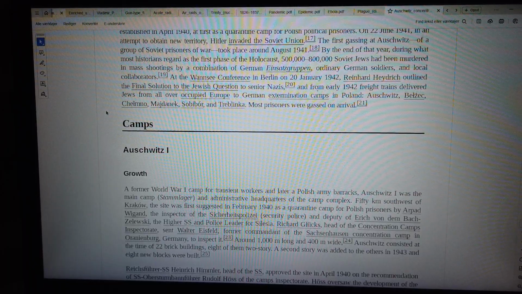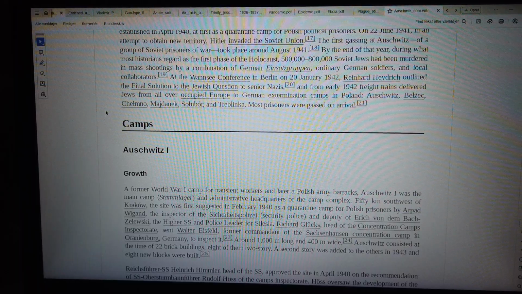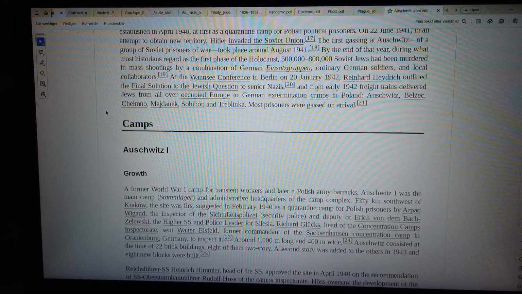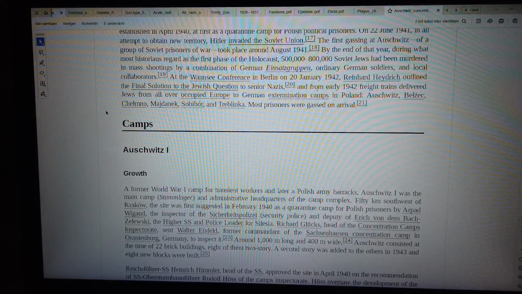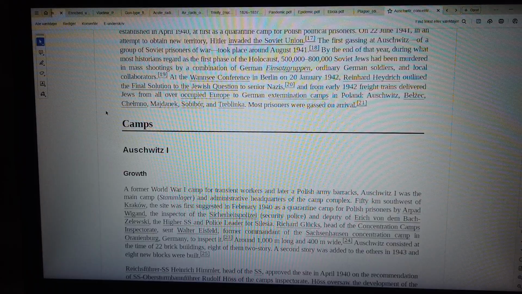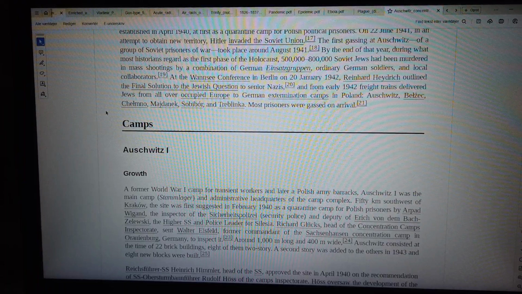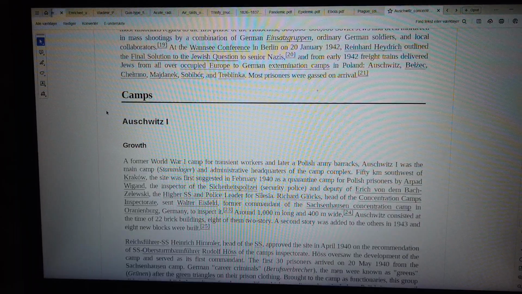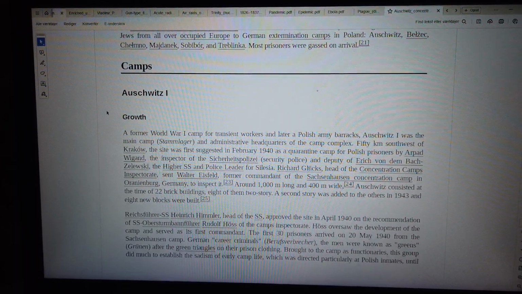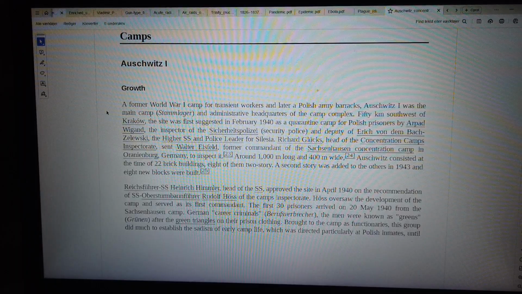And from early 1942 freight trains delivered Jews from all over occupied Europe to German extermination camps in Poland: Auschwitz, Belzec, Chelmno, Majdanek, Sobibor, and Treblinka. Most prisoners were gassed on arrival. Camps. Auschwitz I. Growth.